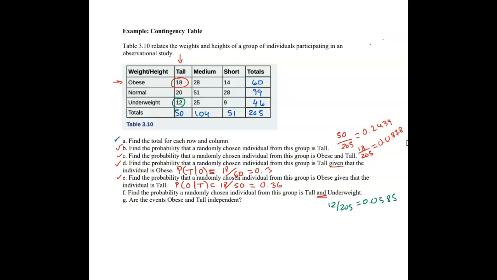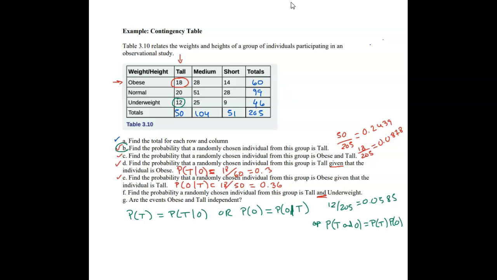All right, let's look at G. Are the events obese and tall independent? We need to check a formula. For example, if the probability of tall is the same as the probability of tall given they're obese, then they're independent. Or you could also check whether the probability of obese given tall is equal to the probability of obese. There are three different formulas you can use for independence. The third one is if the probability of tall and obese is the probability of being tall times the probability of obese. It doesn't matter which one you pick, whichever is most convenient. We have numbers for some of them already, so we might as well.